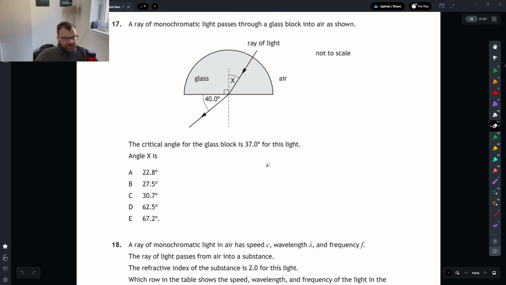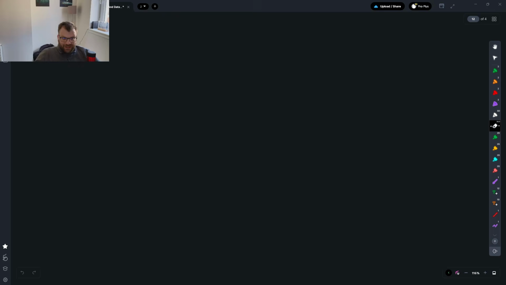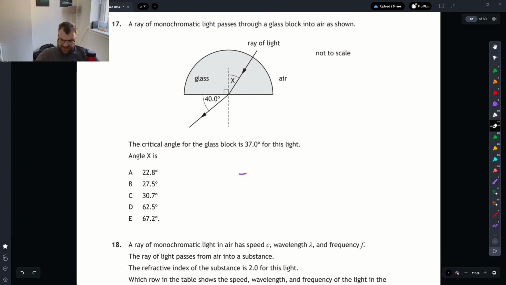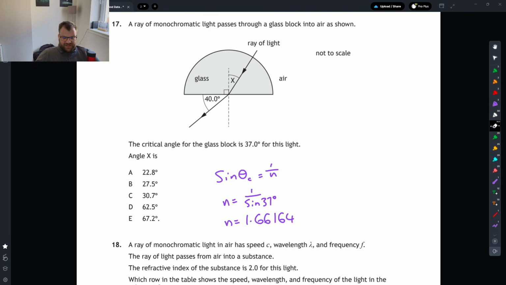Hopefully, in the next question, we're asked to deal with information about the critical angle. And in the relationship sheet, it says that sine theta of the critical angle is 1 over n, where n is the refractive index. So let's put that together. How is that going to help us? Well, we could work out the refractive index by doing 1 over sine of the critical angle. That gives 1.66 and a few other numbers after that.